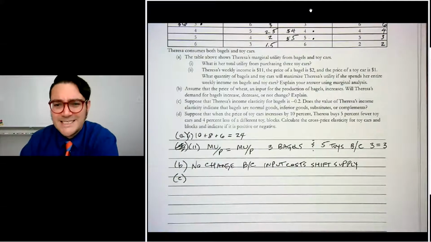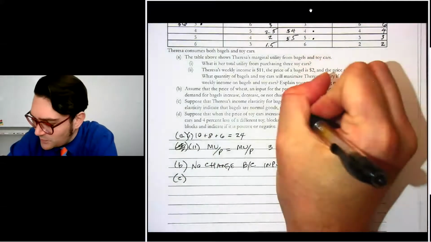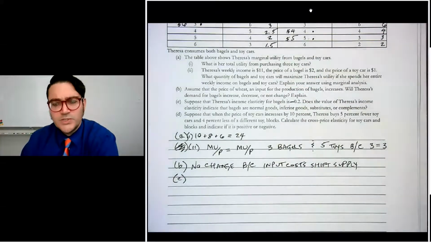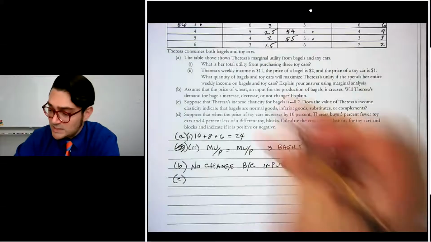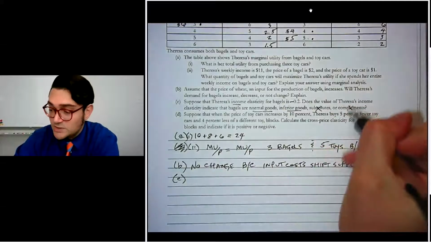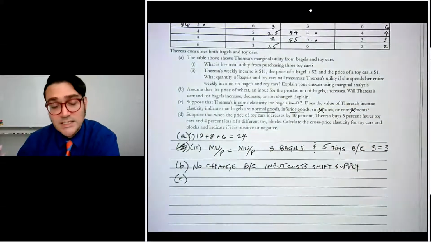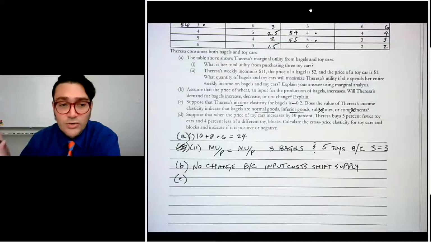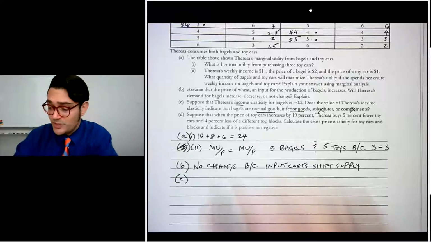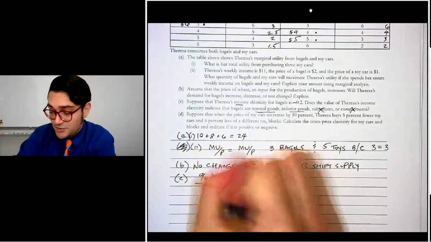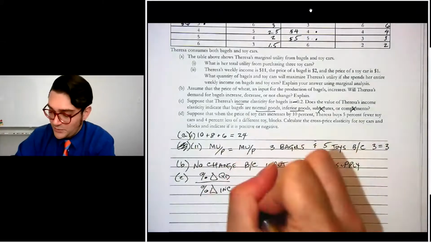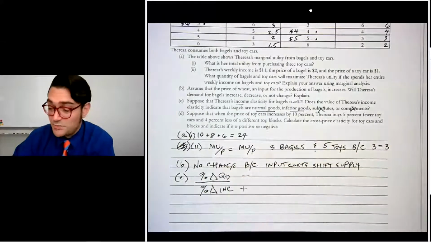Suppose that Teresa's income elasticity for bagels is, I think that's supposed to be negative 0.2. So let's just say negative 0.2. Does the value indicate normal, inferior, substitutes, or complements? So first thing to know is income elasticity only tells you normal and inferior. It doesn't tell you substitutes and complements. That's cross-price elasticity. So that gets us down to a 50-50. So even if you didn't know anything about it, you could look it up. This is percent change in quantity demanded over percent change in income. And so this would be saying, if you had a positive income change and you bought less of it, that's what we call an inferior good.